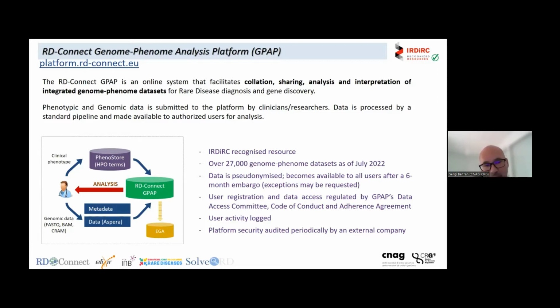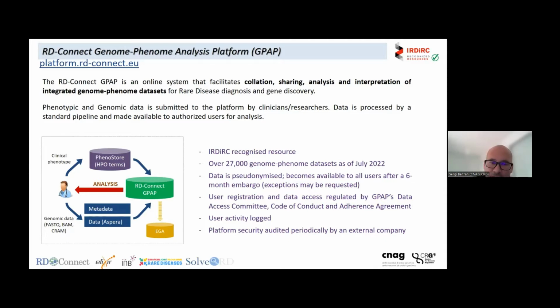Also, all this data that we collect in the system, optionally, can be submitted or brokered to the European Genome-phenome Archive, and I'll show you an example of that afterwards. The CNAG-GPAP is an ERDERA-recognized resource. I mentioned before, ERDERA is the International Rare Disease Research Consortium.